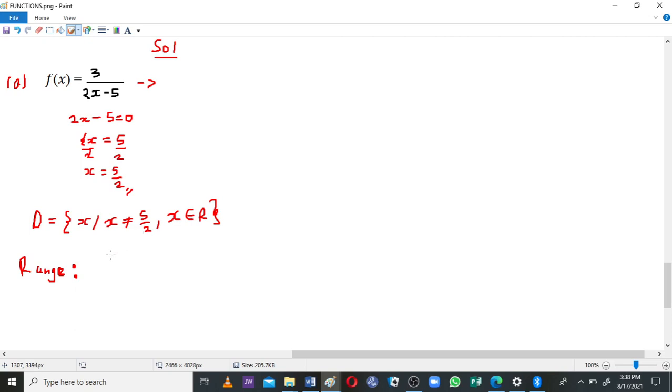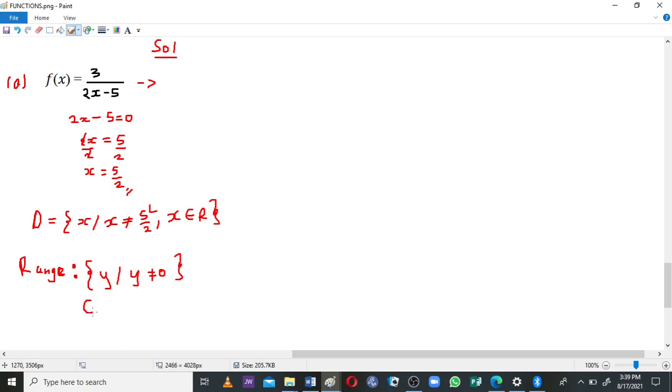Since this function has only excluded 5 over 2 as a value of x in your domain, you can substitute x with any number apart from 5 over 2. If you do that, you are going to find that the y values, which is your range, will never be 0. So y is never going to be 0. This is what will be your range, or you can write it in this form.